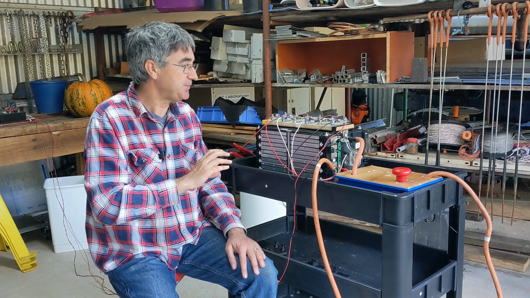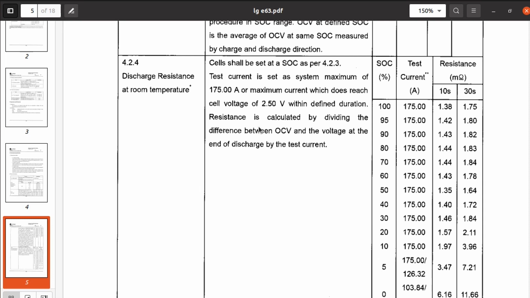To do the internal resistance test, what we need to do is run a lot of current out of the battery and measure the voltage before we do that and while we're doing that. And so for an example, I've got here a specification sheet from an LG E63 cell, which I think is probably quite similar to these cells. They look similar, not absolutely sure they are the same, but that's what I'm going on.